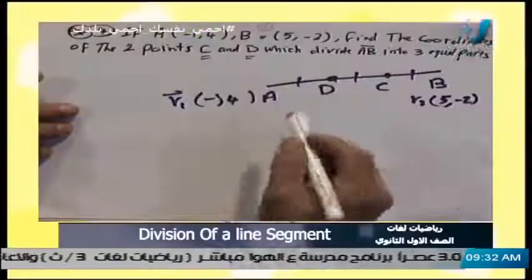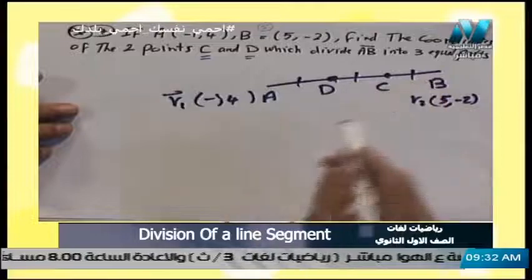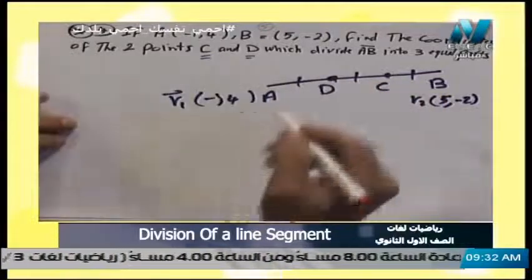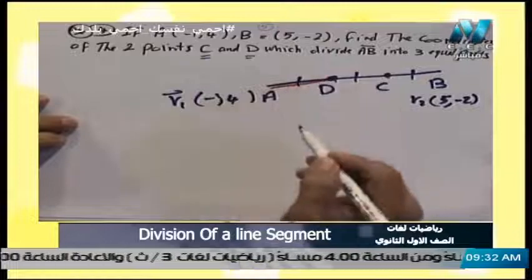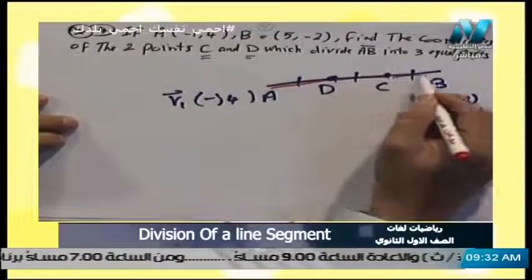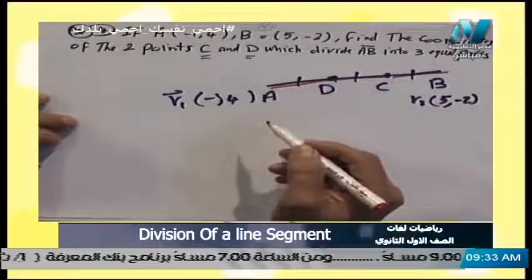Example here, we have a line segment. We would like to divide it into 3 equal parts and concentrate here to find this. We have a line segment AB here, and we put D and C. This part, which is AD, equals this part, which is DC, and equals this part, of course, which is CB.